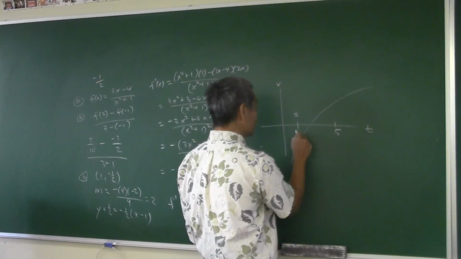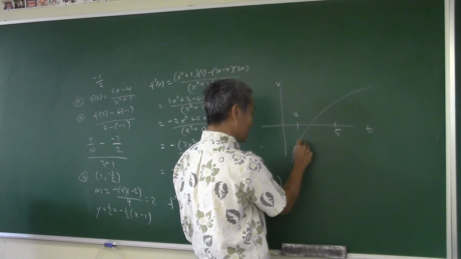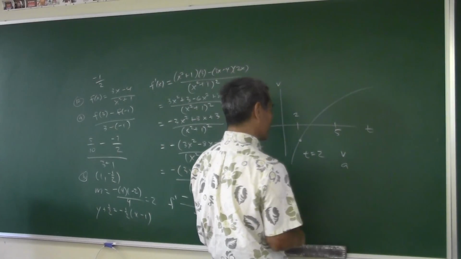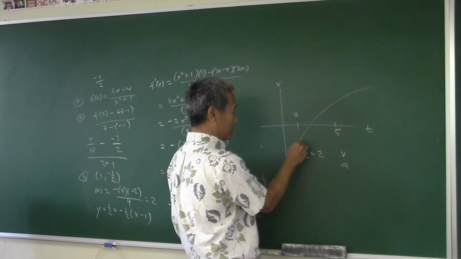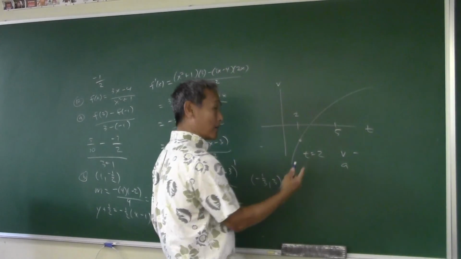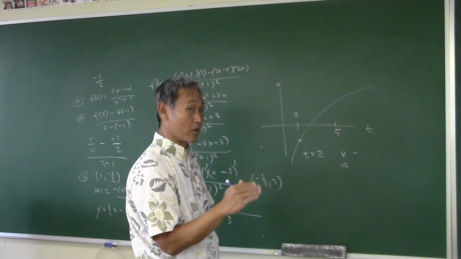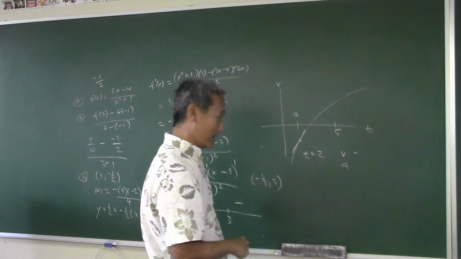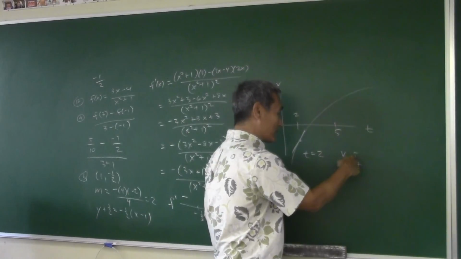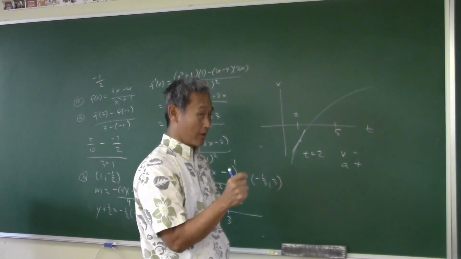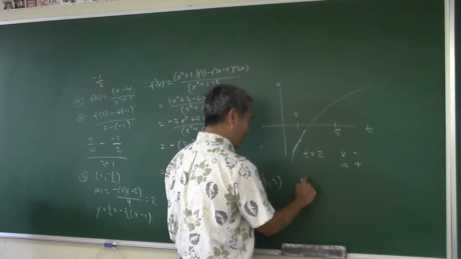Well, at 2, since this is the graph of the velocity, what can you say about the velocity and then the acceleration? Well, since, look, this point is below the x-axis, the velocity is negative. The acceleration is the derivative or the slope of the graph. What can you say about the slope of the graph right there? It's positive. So if the velocity is negative and the acceleration is positive, they have opposite signs, the particle is slowing down.